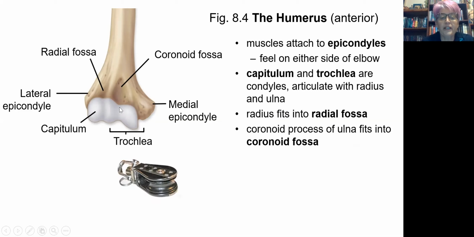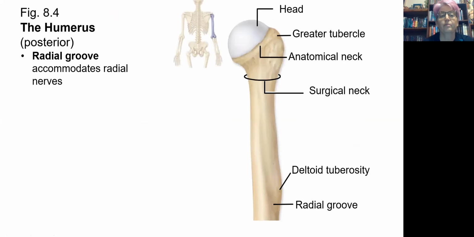Okay, trochlea means pulley. So this has this groove in the middle, just like the ring on a pulley. The wheel on the pulley has that indentation in it. If you're not familiar with pulleys, the little wheels on your window blinds, it's basically a pulley that has that little groove that the cord goes through.